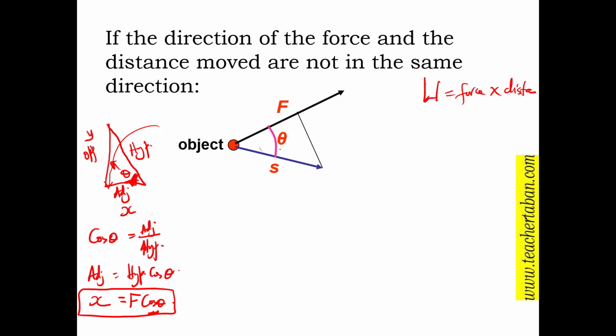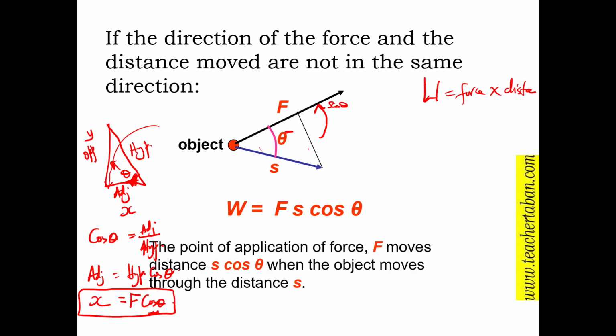So I can either have this one as my F times S cos of theta, because the angle is here, or I can have my F cos of theta times the S. So the choice is always yours. So from that expansion there, you can simply say that work done is equal to F S cos of theta, and the point of application of the force F moves the distance S cos of theta when the object moves through the distance S.